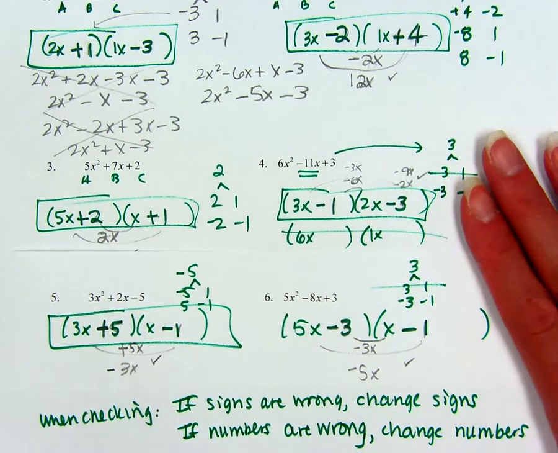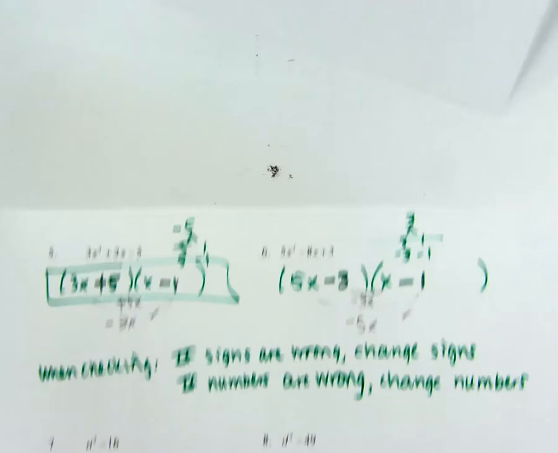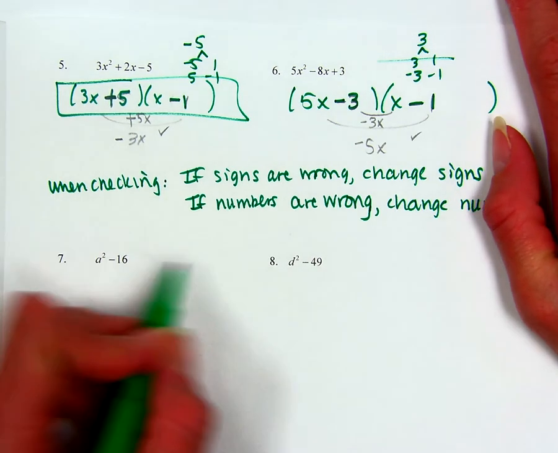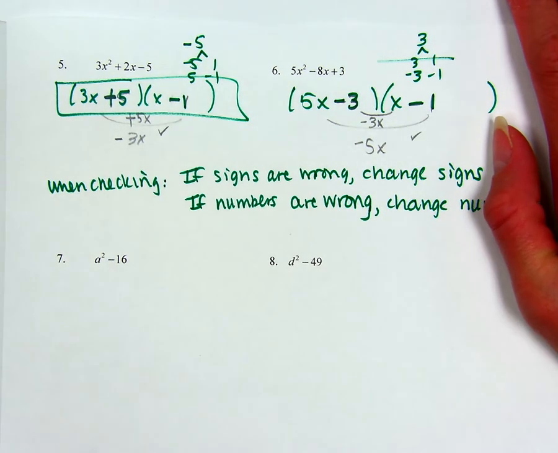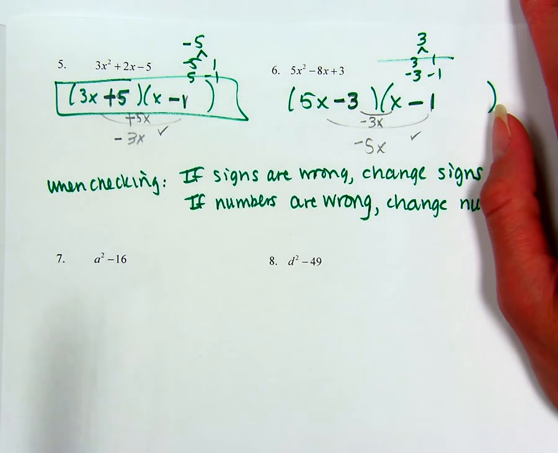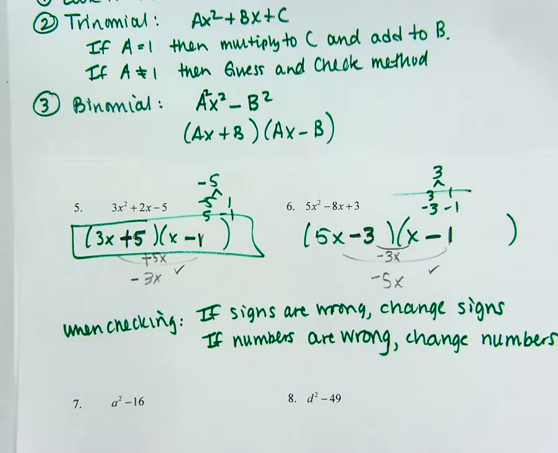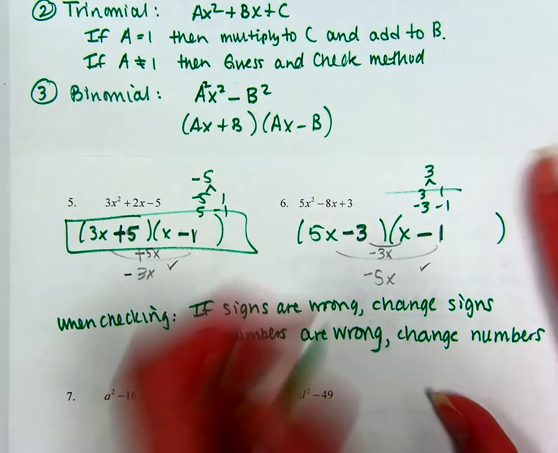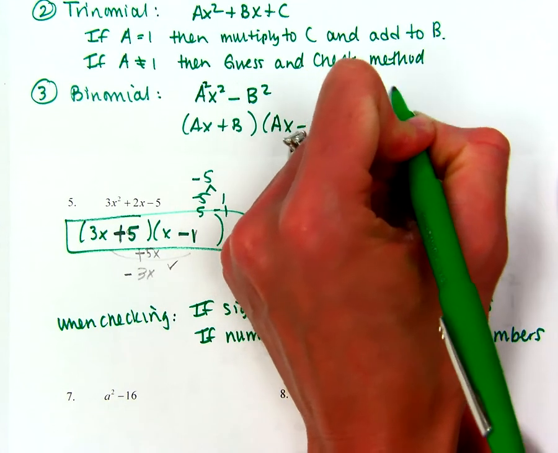Okay. All right, last type of problem for today. Remember, we're always looking for a GCF, but there's no coefficients in front of these, so we don't have to worry about a GCF for today. But this is the other type of problem, which is a binomial. So what happens when you have a binomial? This is called the difference of two perfect squares.